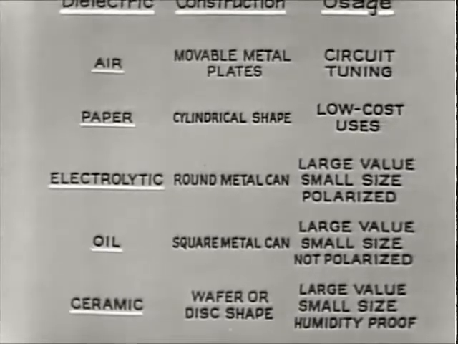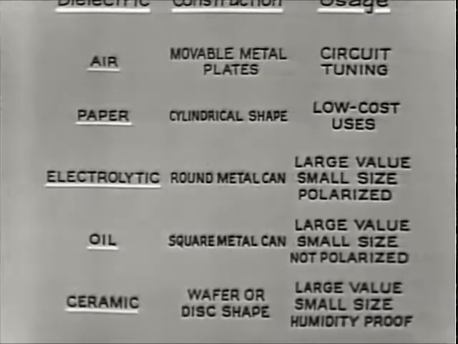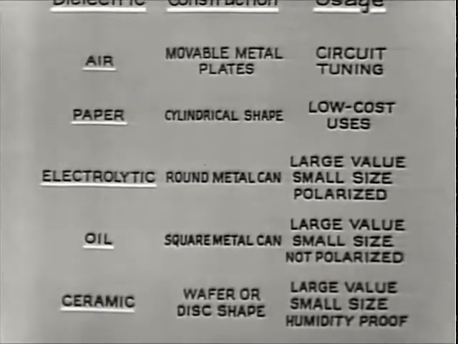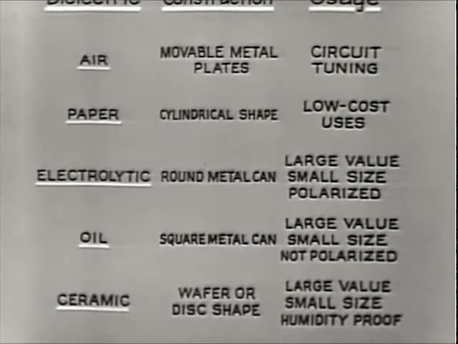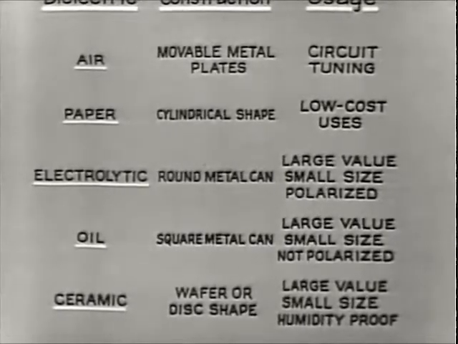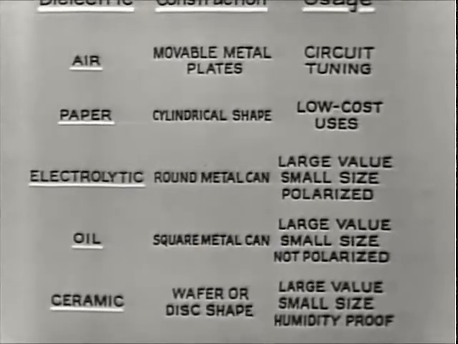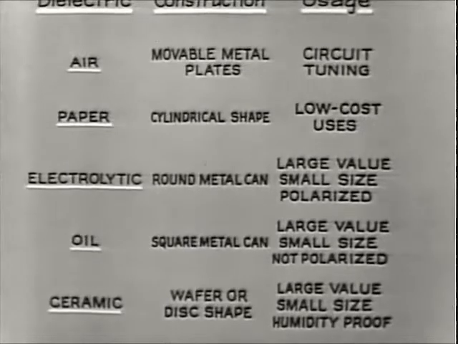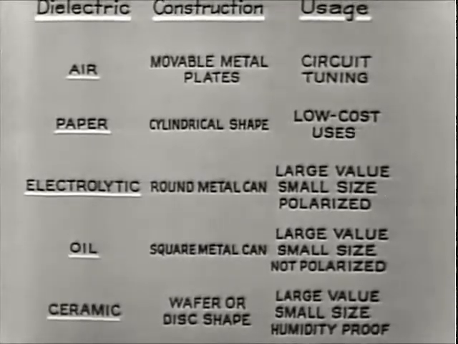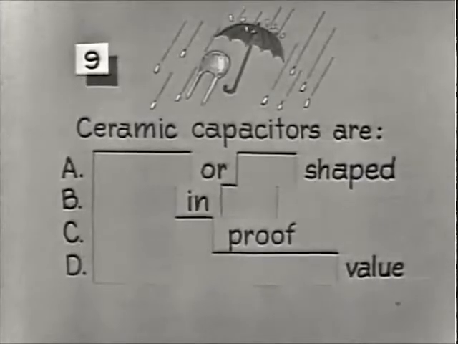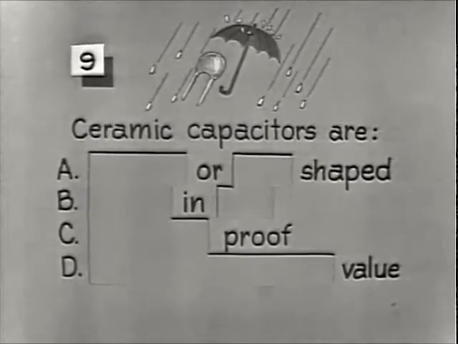Now we have discussed 5 different capacitors: air, paper, electrolytic, oil, and finally, the ceramic. The ceramic capacitor is wafer or disc-shaped, small in size, has small capacitance, and is humidity-proof. Now complete number 9 on your response sheet.